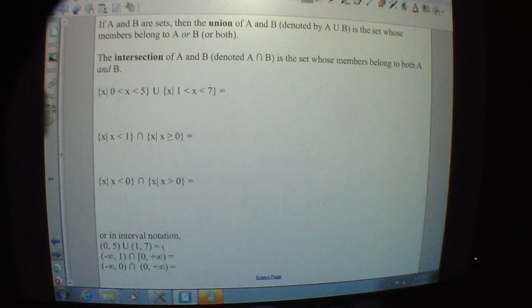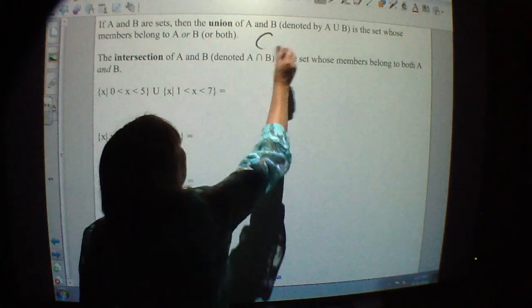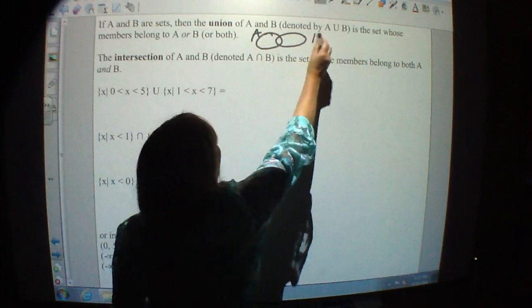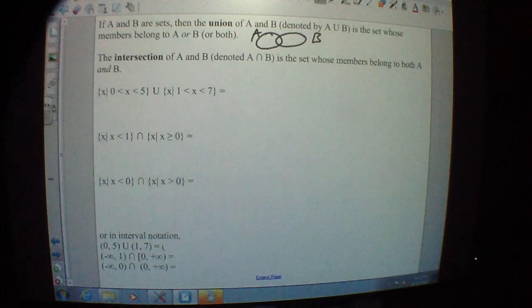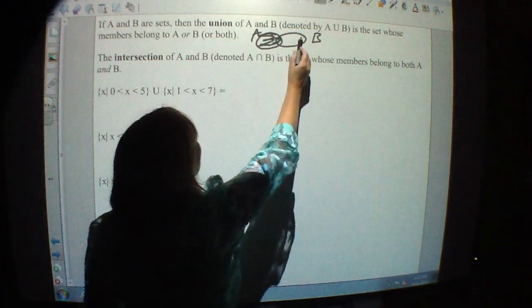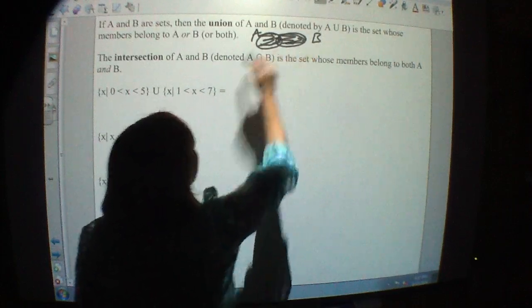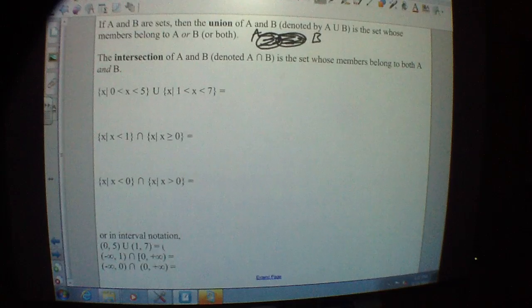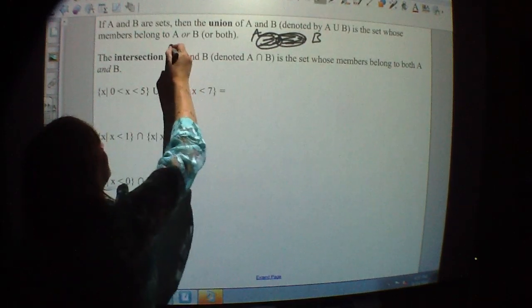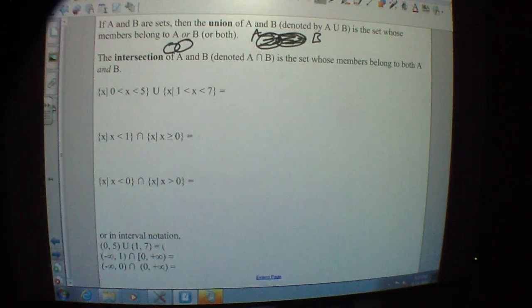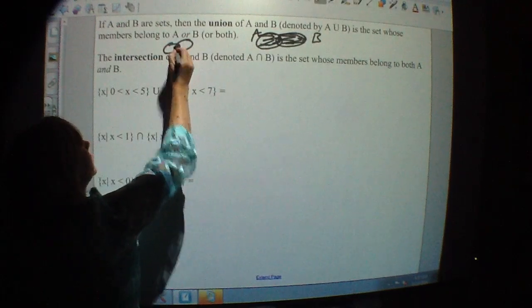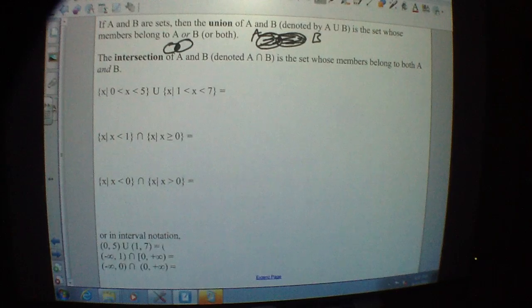Union and intersection is the next thing I want to talk about. If A and B are sets, so we have two sets. We have a set A and we have a set B. There's A, that's B. The union, denoted as something that looks like a U, are the members that belong to A, or belong to B, or belong to both of them. So it's everything combined. So that's union. Intersection, if this is A and this is B, it's only the members that belong to both A and B. So where it overlaps. It has to belong to A and also to B.